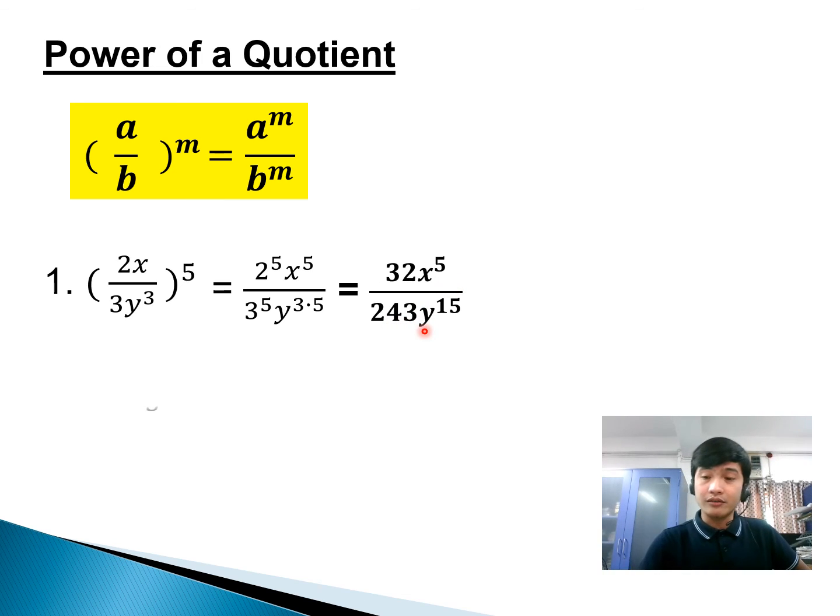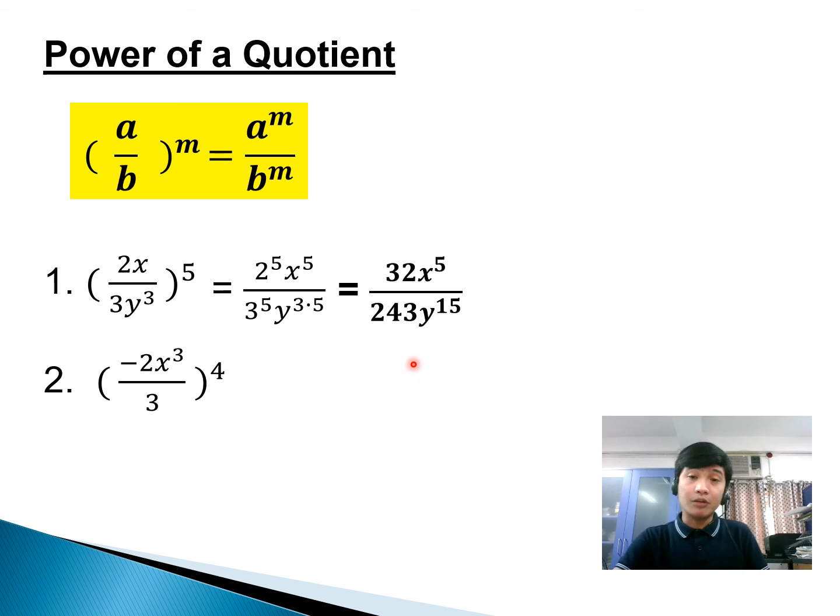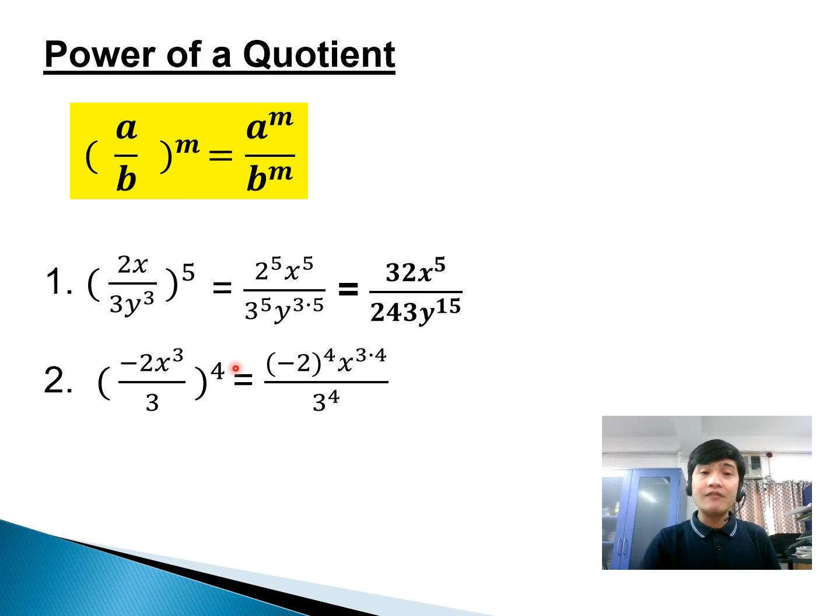That is number 1. Let's do have our example number 2. So, quantity, we have here negative 2x cubed over 3 quantity raised to the fourth power. So, same lang ang ginawa natin sa number 1. Okay? So, you will have here the fourth power of negative 2. Ayan. X raised to 3 times 4. Yan, distribute lang natin dito. Over 3 to the fourth power. So, simplifying this further, you have 16x to the 12 over 81.